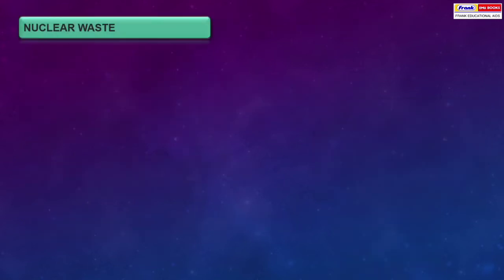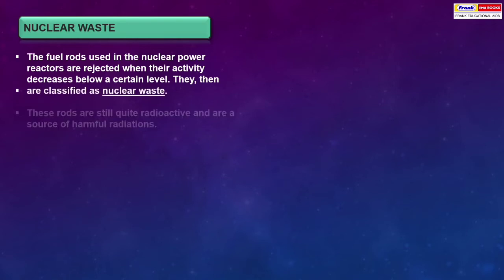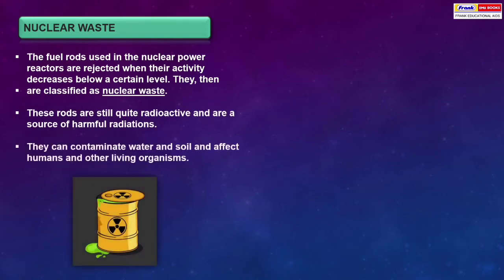Nuclear waste. The fuel rods used in nuclear power reactors are rejected when their activity decreases below a certain level. Then they are classified as nuclear waste. These rods are still quite radioactive and a source of harmful radiations. They can contaminate water and soil and affect humans and other living organisms.